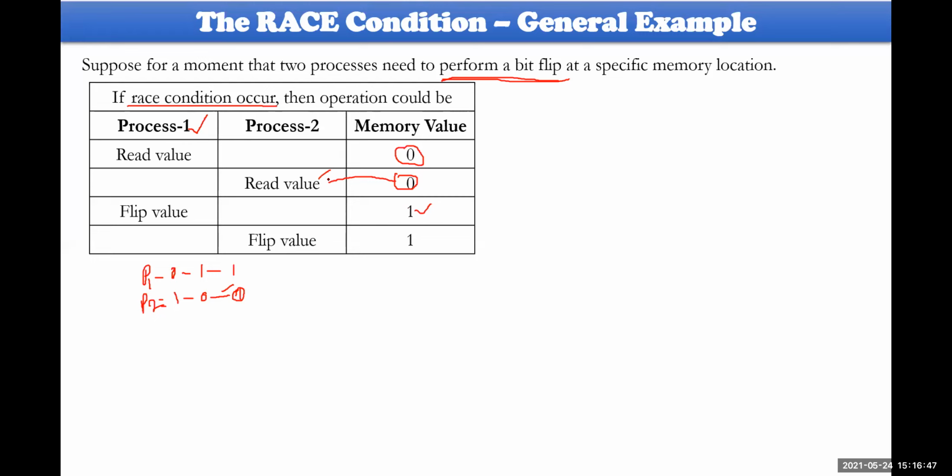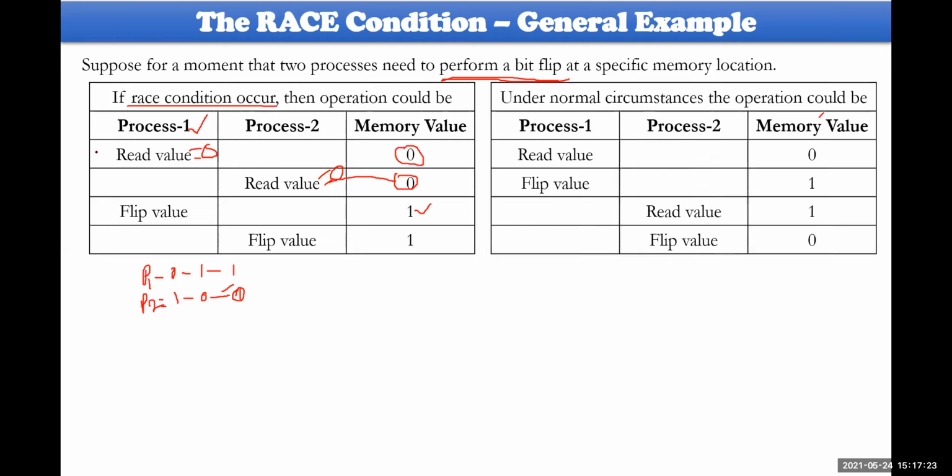What is the actual value here? That value is 0. What is the value process 2 read? It's also 0. 0 can be flipped into 1. So whatever value has been written by process 1 has been overwritten, though it is 1. The required value is actually 0, but we got 1 here because the operations have been done in a random manner. If we want to eliminate this race condition, how could you operate it?